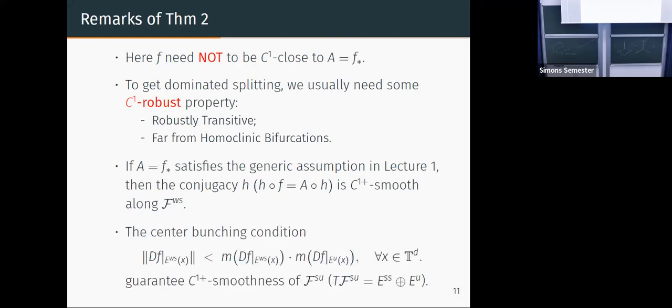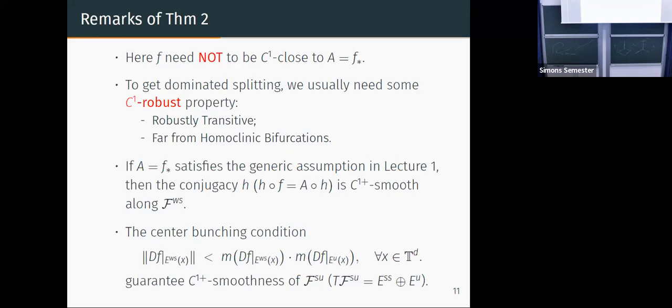And finally, there is some kind of center bunching condition. Because your center is contracting, you just need half of this condition, which tells you that your unstable needs to expand a little bit stronger. For example, if you are codimension one and your unstable is one dimensional, and you are volume preserving, it will automatically give you that you satisfy this center bunching condition. And here the center bunching is just to guarantee that your strong stable and unstable joint integrability will give you C1 plus alpha smooth foliations.